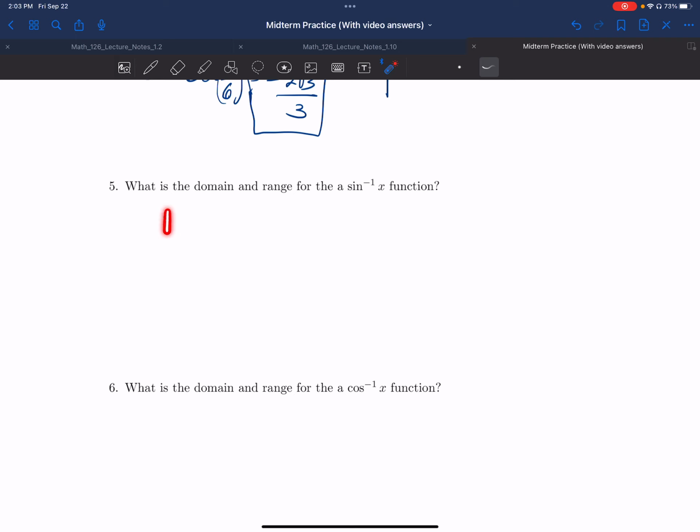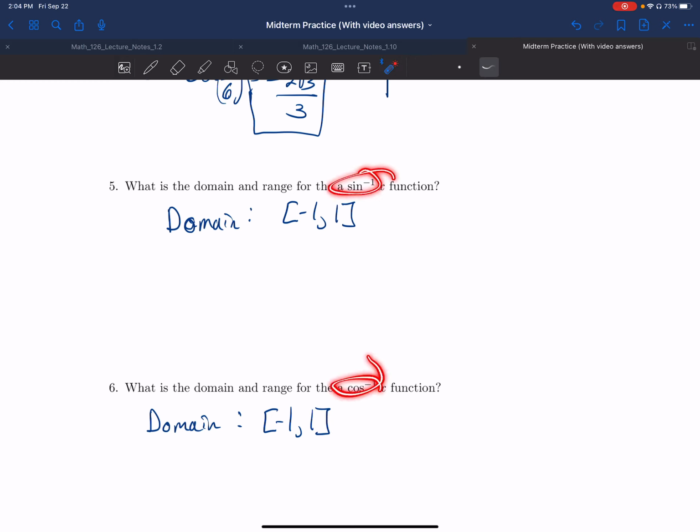All right, so what is the domain and range of the inverse sine and inverse cosine function? These are things you're just expected to memorize for the exam. You will need this for the final. The domain for both inverse sine and inverse cosine is minus 1 to 1. The reason is that the range of sine or cosine is from minus 1 to 1, so the range of the original function becomes the domain of the inverse function.